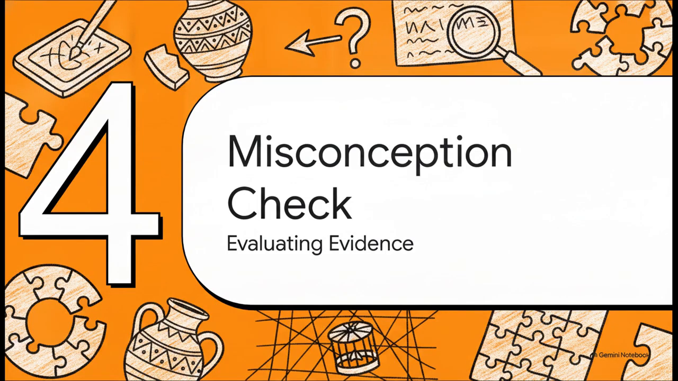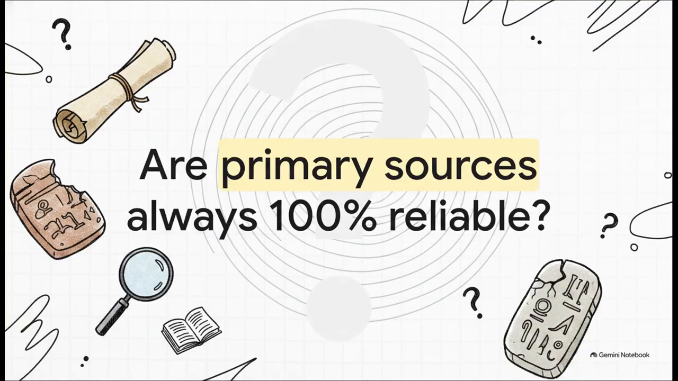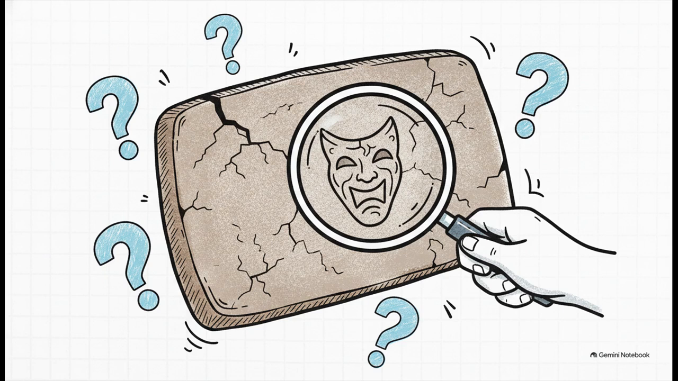Section 4. Misconception check. Evaluating evidence. Okay, here's a critical trap that a lot of people fall into. So think about this for a second. If you find an ancient diary or an old stone carving, a true, authentic primary source, is it always 100% reliable? The answer is a massive no, definitely not.